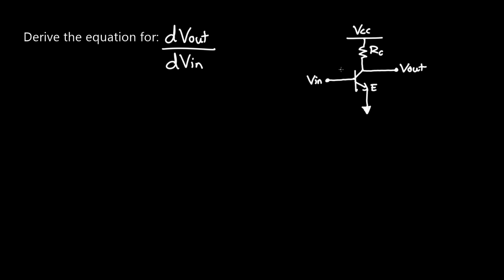However, we also need to make sure that we know that this is the base over here connected to Vin, and right up here we have the collector, which is connected to both RC and Vout. So now that we know this is a common emitter amplifier, all we need to do is generate an equation in which we include Vout, thereby applying a derivative with respect to dVin, and we get our solution.